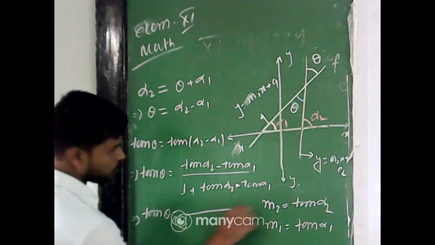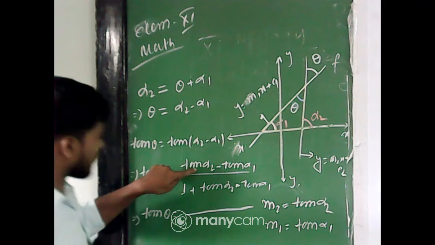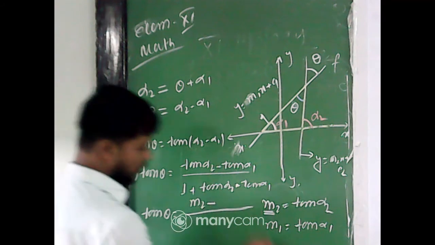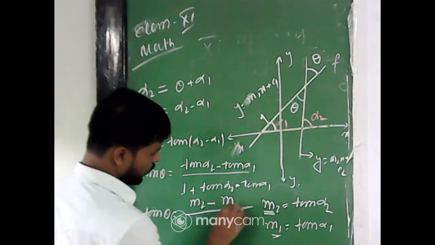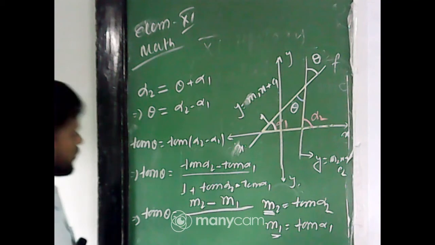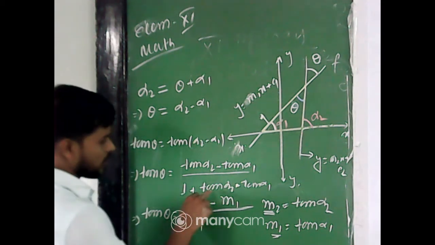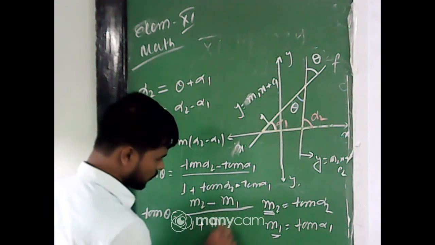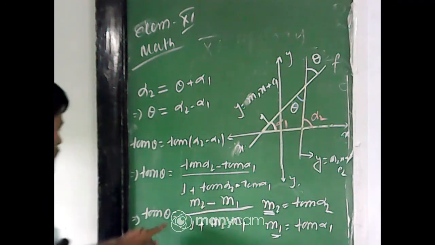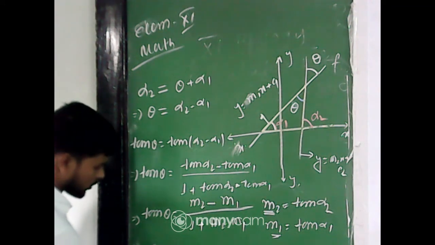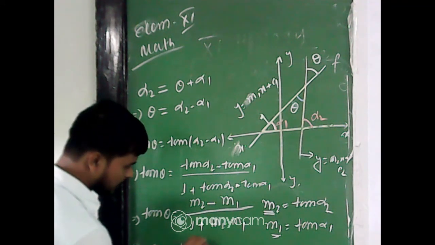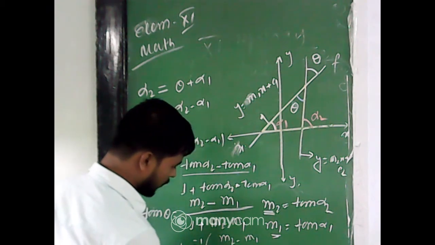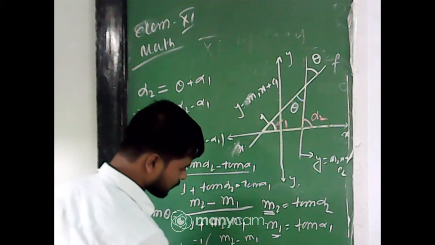That means tan theta is equal to, now what is tan alpha 2? Tan alpha 2 is equal to m2. So m2 minus, what is tan alpha 1? Tan alpha 1 is equal to m1. So m2 minus m1 divided by 1 plus tan alpha 2 tan alpha 1, which is m2 into m1. So from here, what is the value of theta? Theta will be tan inverse of m2 minus m1 divided by 1 plus m1 m2.